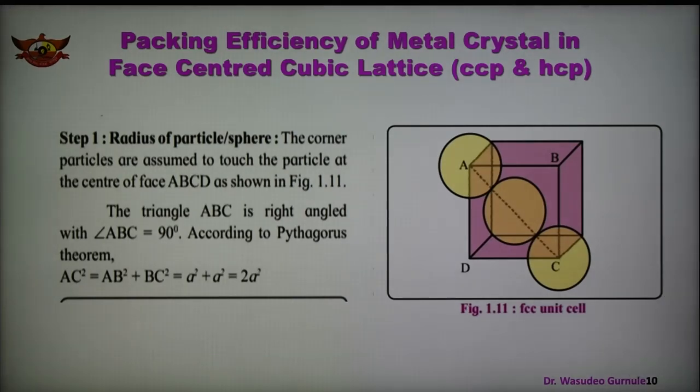So in case of face center, particles are present at the corner as well as at the center of the 6 faces of the cube. तो यहाँ पे दिखा है ABCD is a face which is shown face center unit cell. This is the structure in the figure.